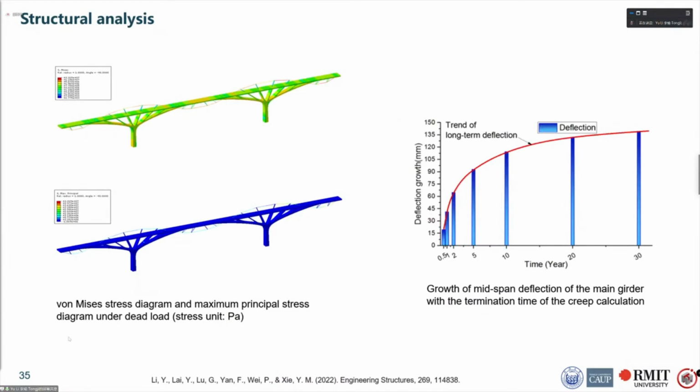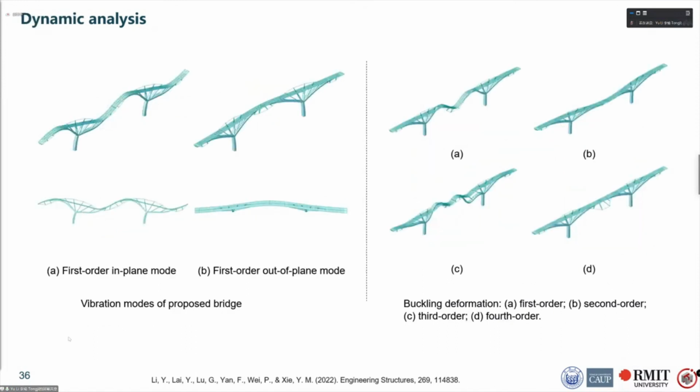The static analysis shows that the new bridge is quite rigid, and the gross analysis of the mid-span deflection of the main girder also indicates that this composite bridge is competitive in terms of long-term deformation. In addition, we have also performed some dynamic analysis, and the results are consistent with the static analysis.